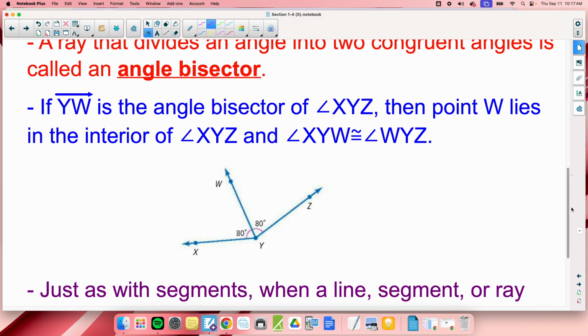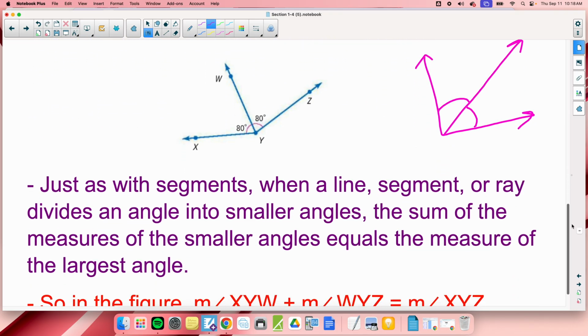Okay? Now yesterday we talked about a segment bisector, and I told you guys that a segment bisector cuts the segment in half. An angle bisector cuts the angle in half, okay? So if you had this angle like this, and I asked you to cut it in half, it would look like this, okay? And then this angle is congruent to that angle, all right? So these 2 angles are congruent to each other, all right?